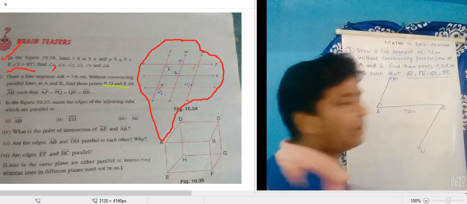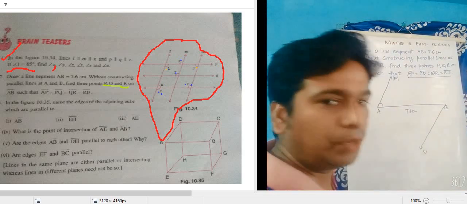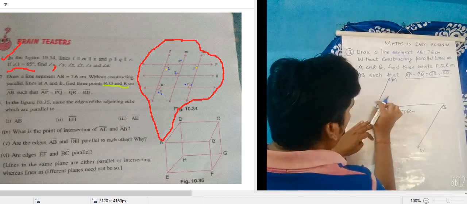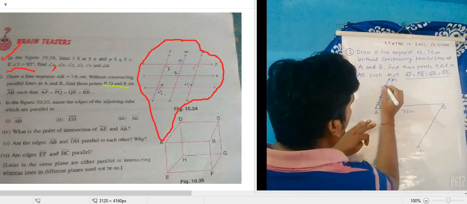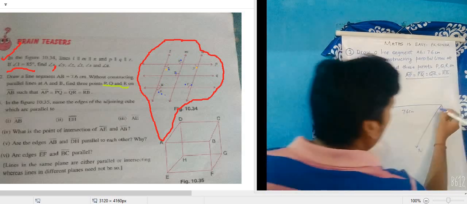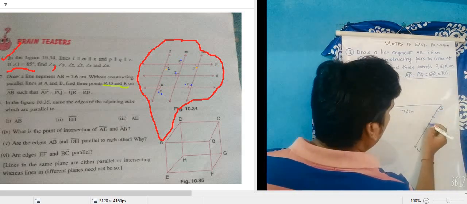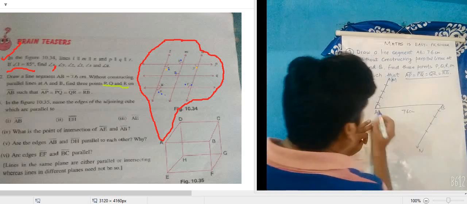Now into how many equal parts do we have to divide? We have to divide into 4 equal parts. So we will take 4 equal arcs: 1, 2, 3, 4, with the help of a compass and without changing the opening. Now what do we have to do?